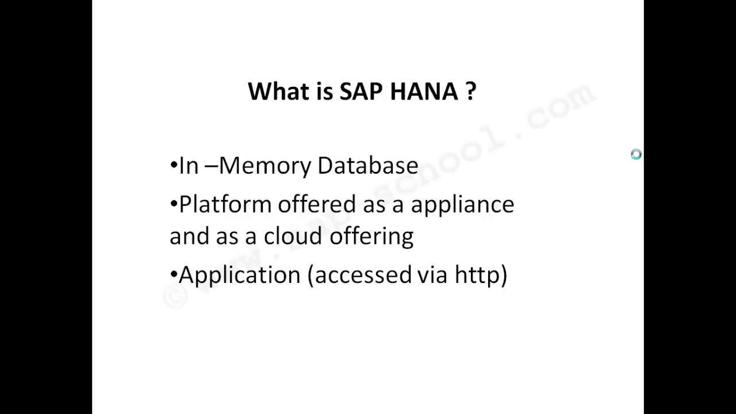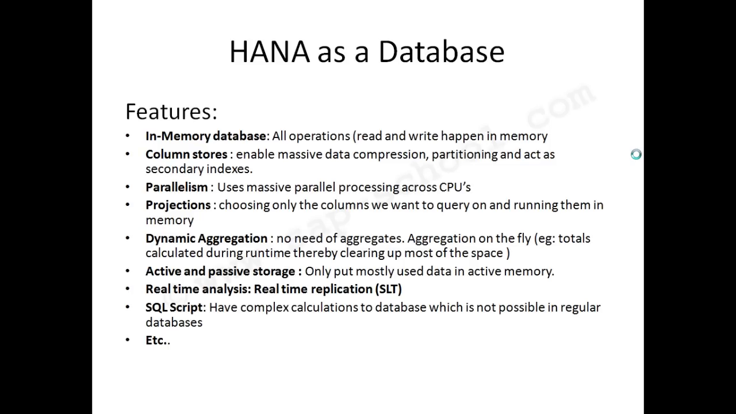So let's move forward and look at some of the features of SAP HANA. So the first feature, as I mentioned, is it's an in-memory database. All operations, read and write, happen in memory. And then the next one is column stores. Unlike in regular databases, the data in HANA is stored in columns. So this actually enables massive data compression, partitioning, and secondary indexes. Usually in regular databases, we have to go ahead and create secondary indexes, but because we use column stores in HANA, it already serves the purpose of secondary indexing.